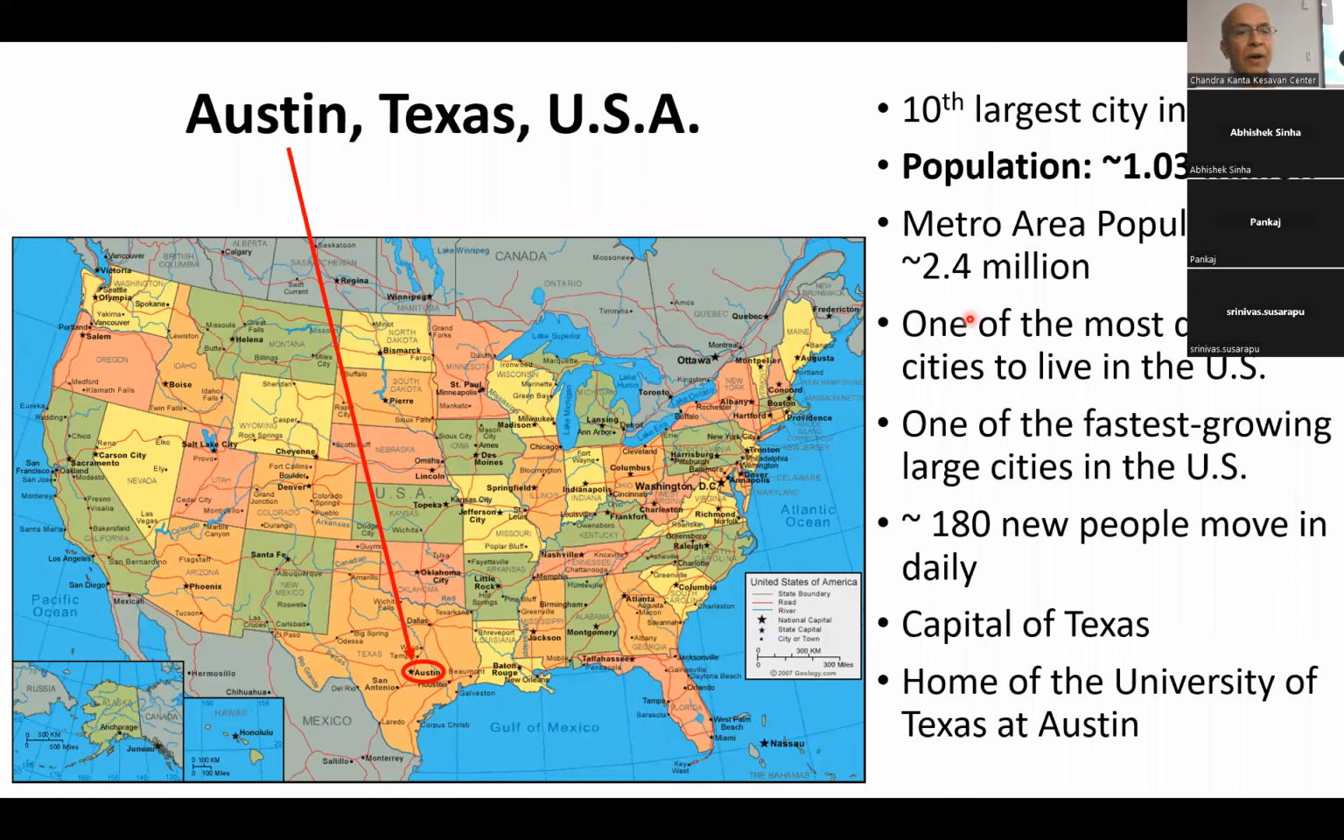Just to give you an idea of where Austin is in the southern part of the US. It's the capital of Texas. It's the 10th largest city in the US, with a population of just over about 1 million. The metro area is.